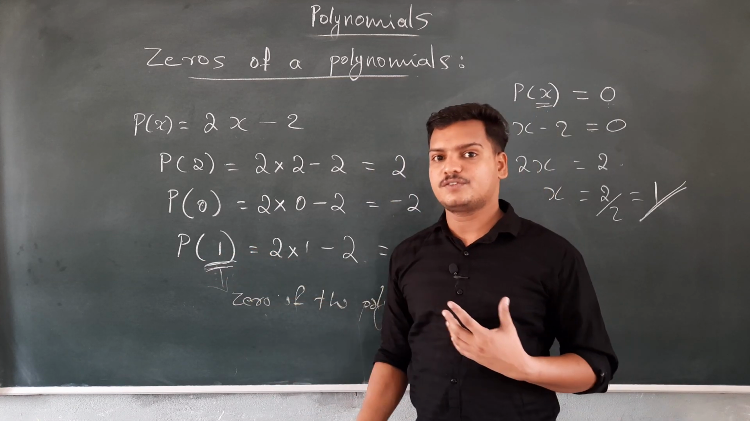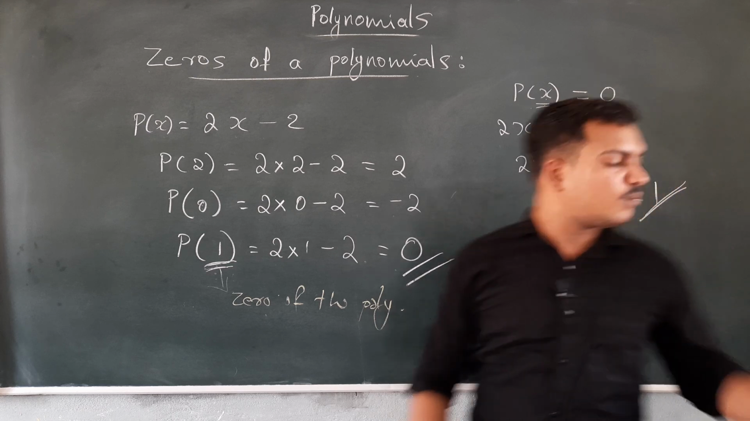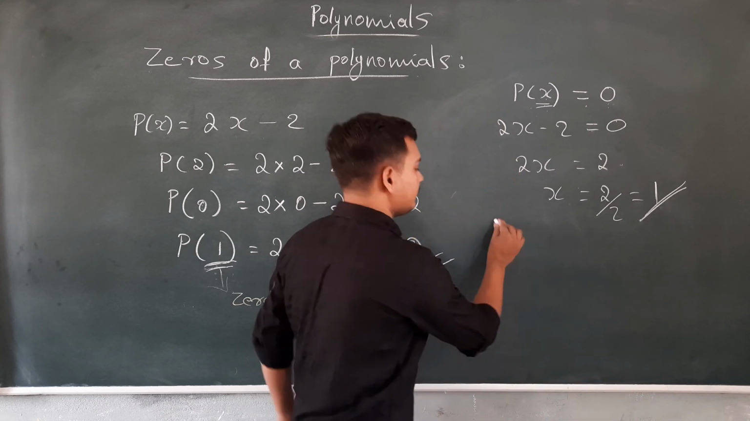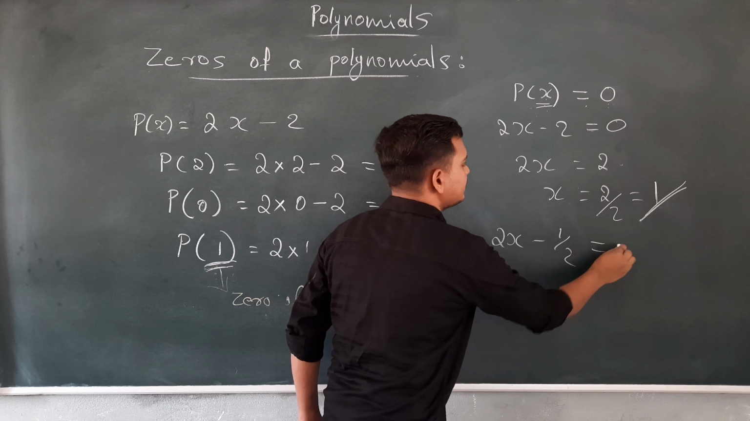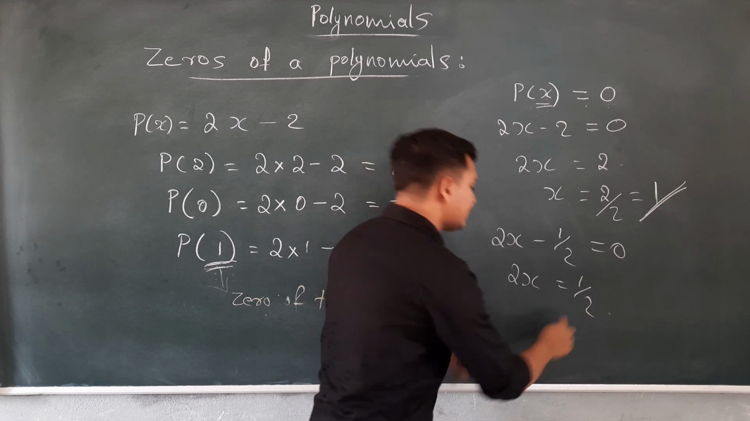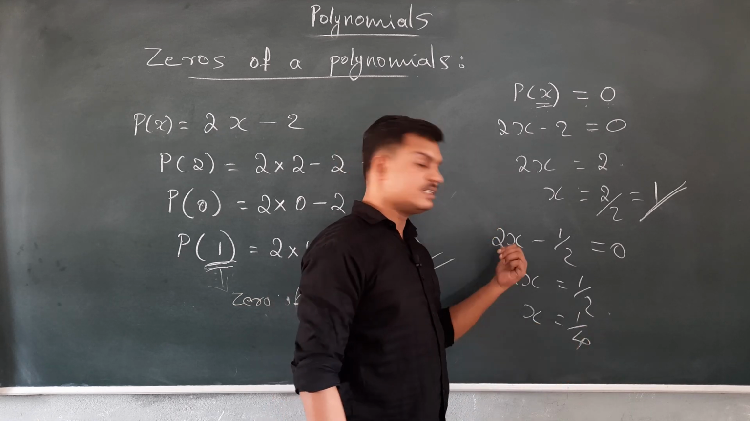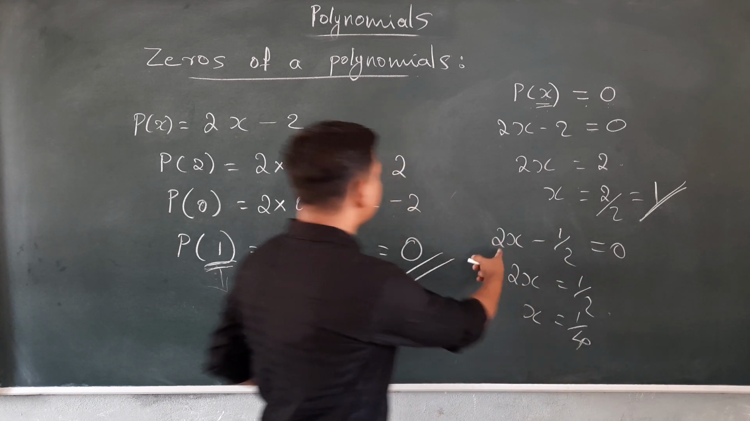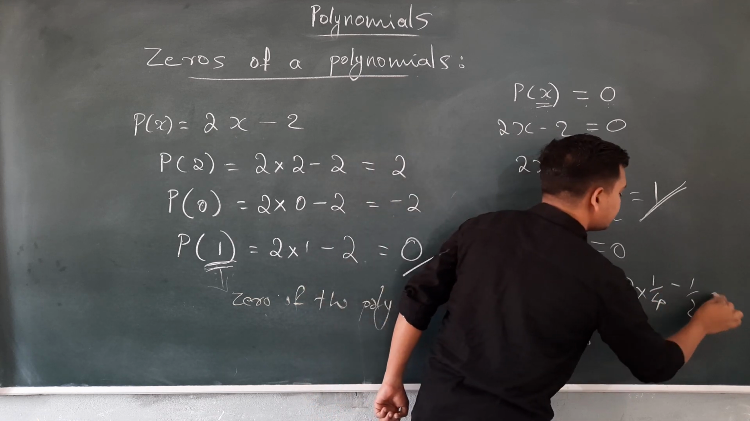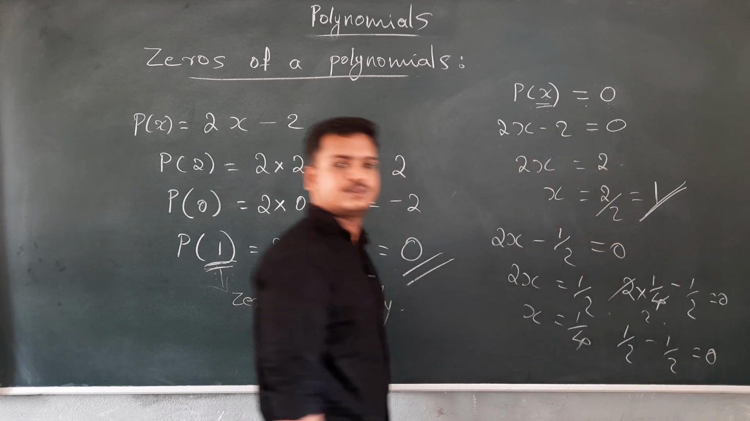So for finding the zeros of the polynomial, we just equate the polynomial with 0, then solve for x. The value you obtain, you can call the zero of that polynomial. Let's take another example. 2x minus 1 by 2 equal to 0. Let's solve for that. 2x is equal to 1 by 2. Now take the 2 to that side, x is equal to 1 by 4. Which means if you substitute this 1 by 4 in this polynomial, you are going to get 0. Let's check it. Instead of x, substitute 1 by 4. 2 into 1 by 4, minus 1 by 2 is equal to 0. That 2 gets cancelled. Now 1 by 2 minus 1 by 2 is equal to 0.